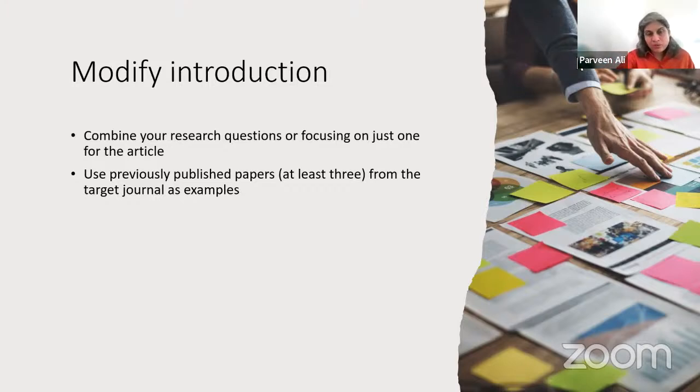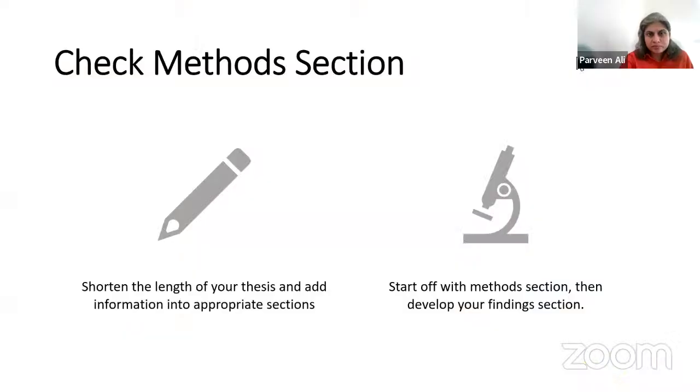Use previously published papers. I think we have discussed this again. Look at at least two or three papers published on the same topic or with the same methodology in your target journals, because that allows you to see the current state of the literature, how they have written, what sort of language they have used, and what sort of headings they have used. It helps you write better.